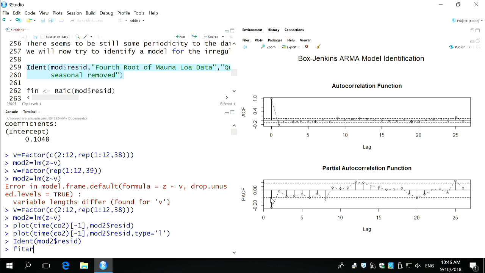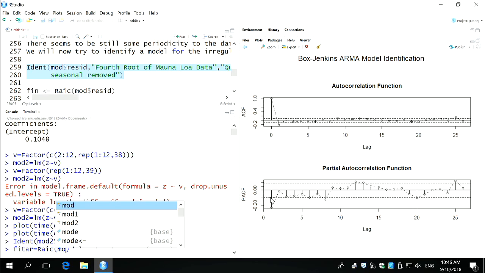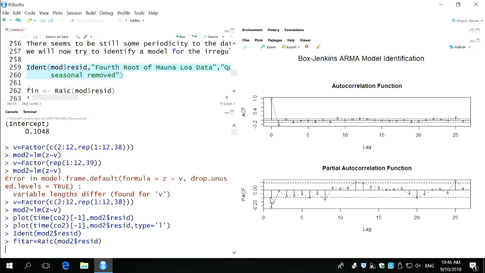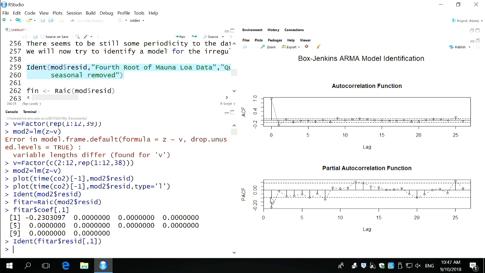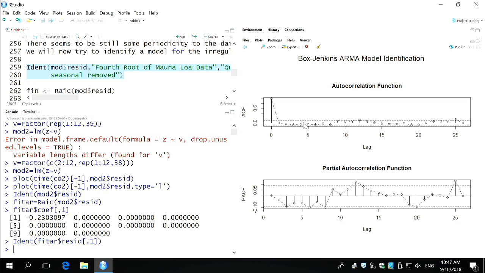So let's do it. fitAR equals ar of mod2 resid. Twiddle thumbs while it does it. There we go. And we want an AR1, so we want fitAR$coef first column. So the coefficient is minus 0.23. And let's have a look at the residuals. ident of fitAR$resid first column. And there you see the ACF behaves itself and the PACF has no structure.